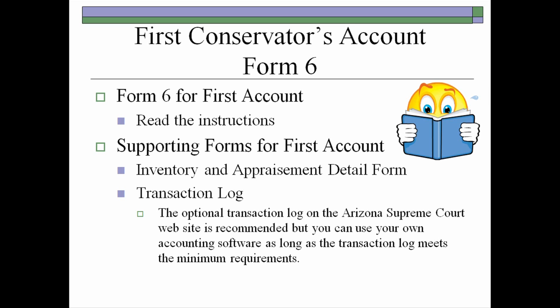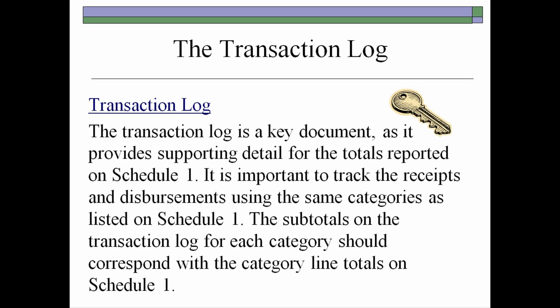Your Form 6 is going to be supported by the inventory and appraisement form that you completed and filed with the court earlier, and an itemized transaction log that will be submitted along with the Form 6 upon your filing. The transaction log is a key document. You need to itemize all money received and all money spent for the benefit of the protected person.